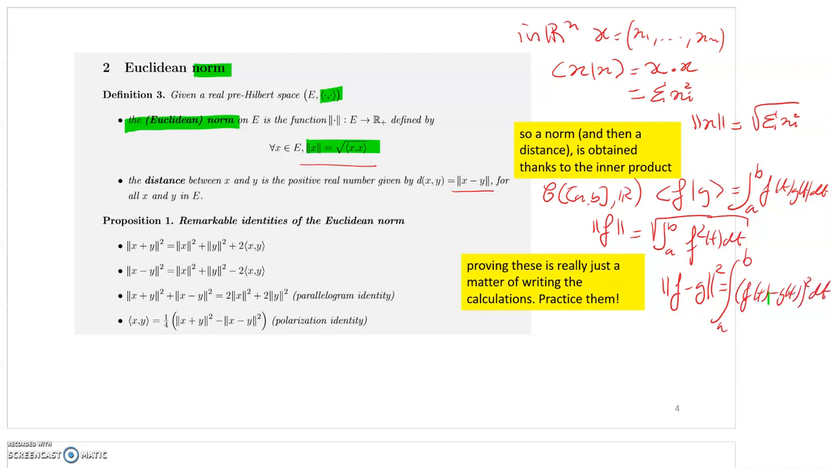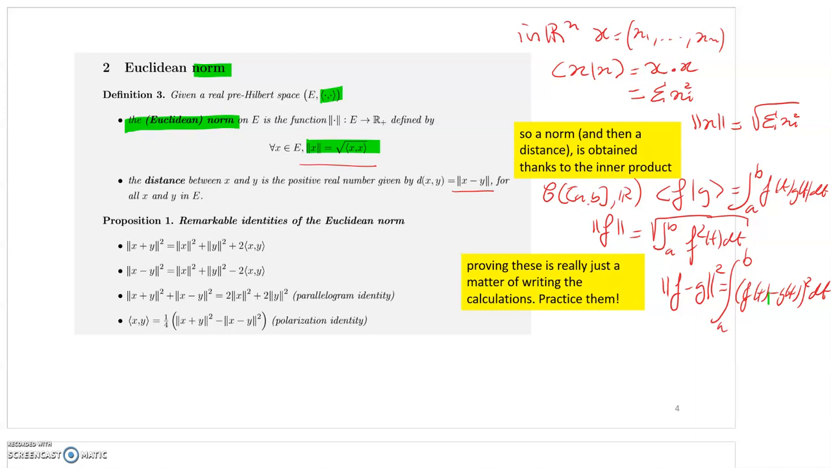Okay, and again, if you take the example with the matrices, you can define the distance between two matrices with respect to this inner product, the inner product we had defined with a trace.